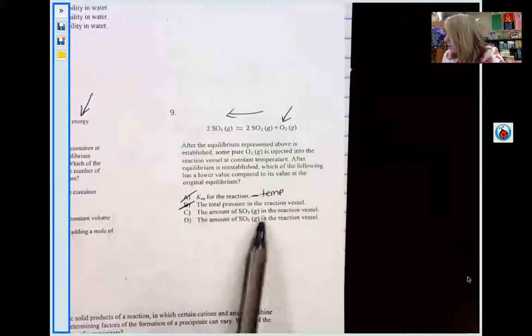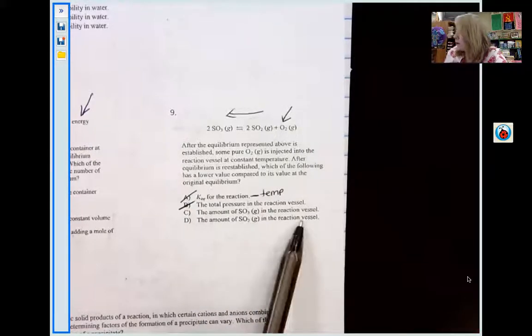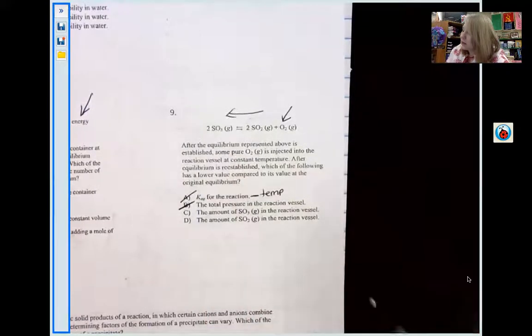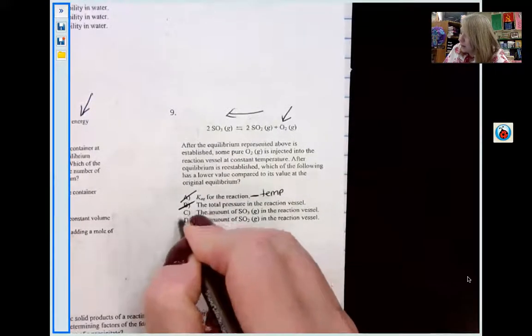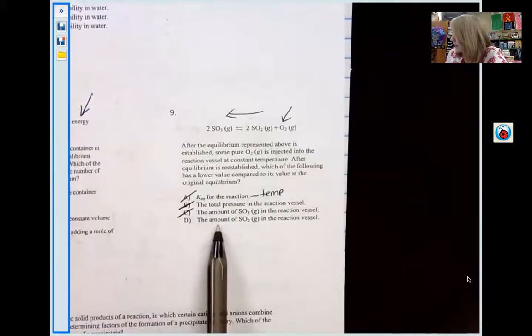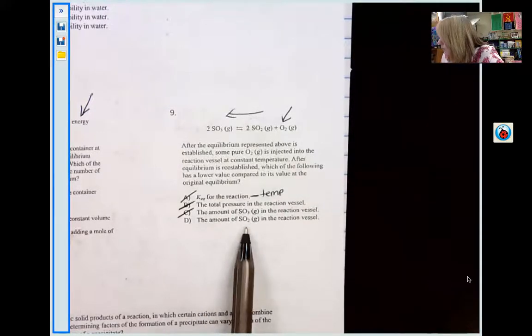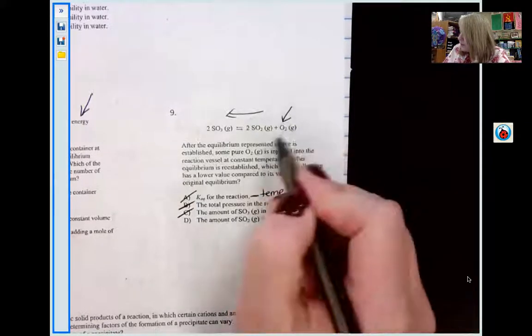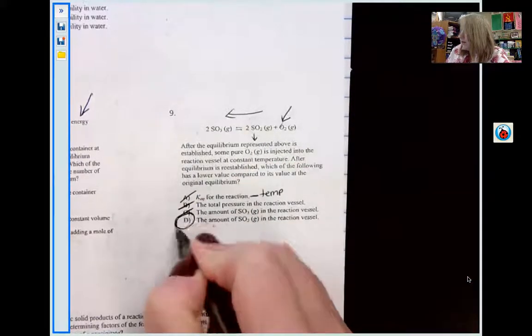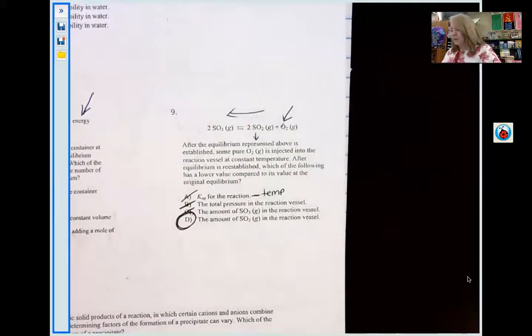The amount of SO3 in the reaction vessel. Well, when we put O2 in there, it shifted the reaction to the left. So that would actually go up, not down. We're looking for a decrease. And then the last one says the amount of SO2 in the reaction vessel. Well, if we put more O2, that's going to go down because the reaction is shifting to the left, and D is going to be our choice.